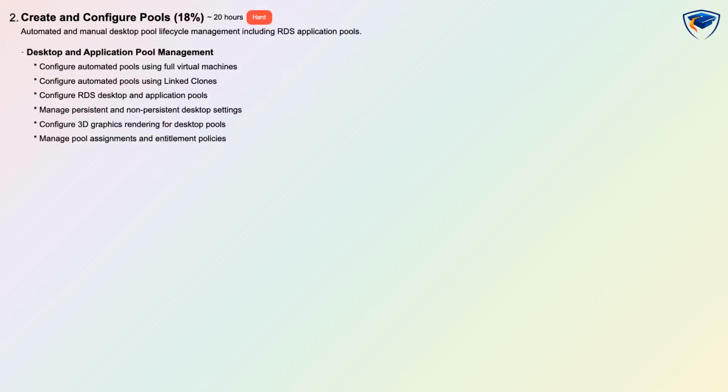Create and configure pools is also 18% and marked hard with around 20 hours of study and conceptual and scenario-based testing. This domain teaches life cycle management of automated and manual desktop pools including full virtual machines and linked clone configuration. You will configure RDS desktop and application pools, manage persistent and non-persistent desktops, enable 3D graphics rendering where needed, and handle pool assignments and entitlement policies in real-world scenarios.